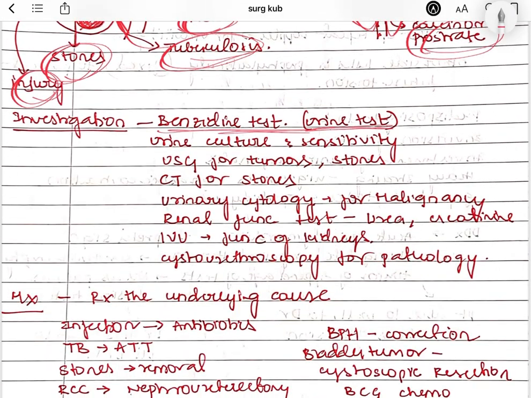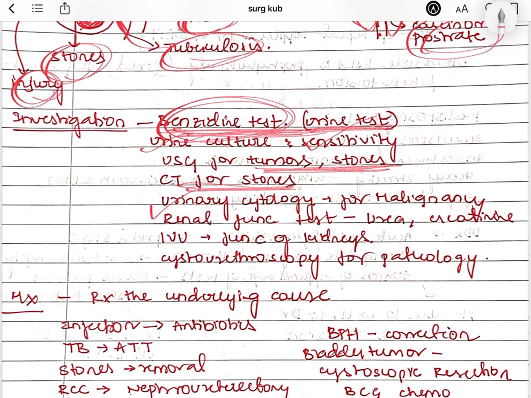Coming to the investigations, the urine test which should be done in case of any hematuria, that means blood in the urine, is the benzidine test. And you'll also do urine culture, microscopy, and sensitivity. USG can be done for tumors and stones. CT can also be done for radiolucent stones, because usually from X-rays you can find radio-opaque stones, but in CT scans you can find radiolucent stones. Urinary cytology can be done for any malignancy and study of the cells. Renal function tests can be done, like urea and creatinine in the blood.